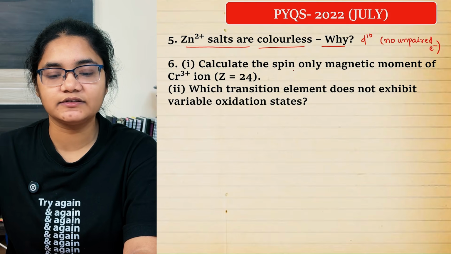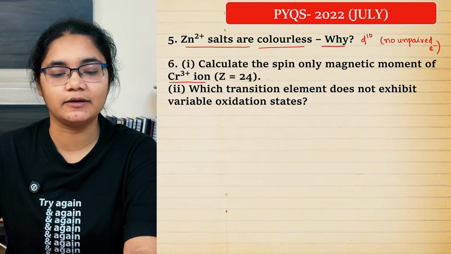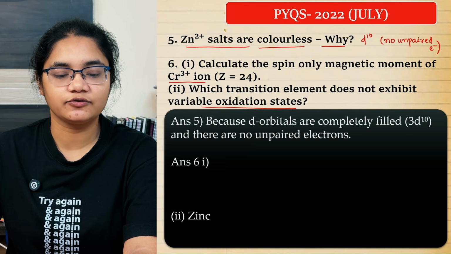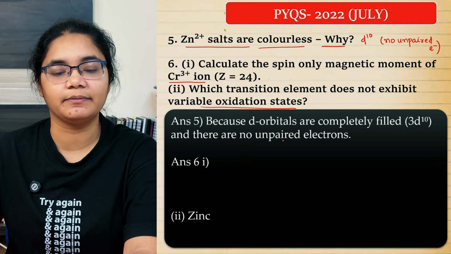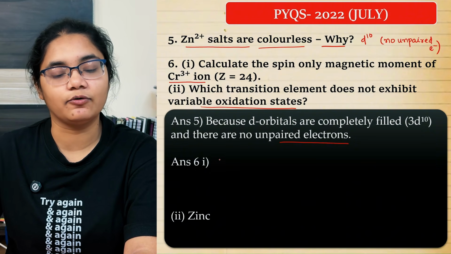Next, sixth one, calculate the spin-only magnetic moment of Cr3+ ions. Which transition element does not exhibit variable oxidation states? Okay, so fifth one, if you see, because the d orbitals are completely filled, there are no unpaired electrons. Next, calculate the spin-only magnetic moment of Cr3+.